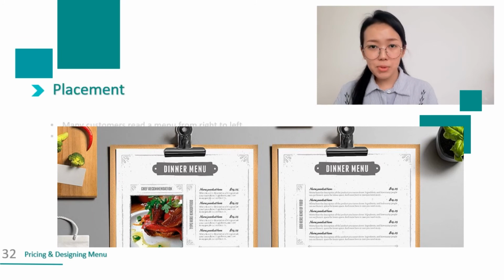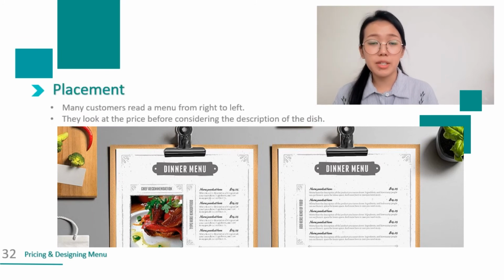Placement. Placement in a menu is very important because it could guide the customers to better understand the menu. Many customers read a menu starting from the right side to the left side because they will look at the price before considering the descriptions of the dish.